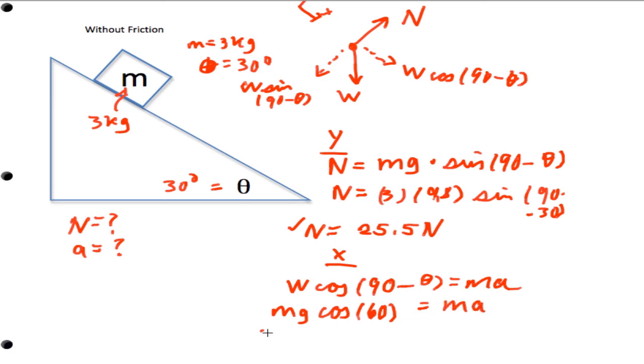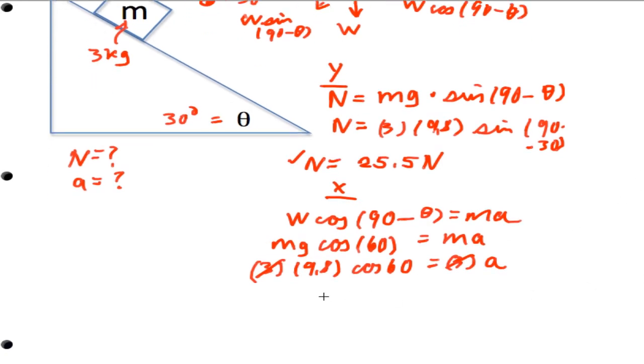We're going to plug in numbers, so 3 times 9.8 times the cosine of 60 equals 3 times the acceleration. We can divide through by 3 on both sides, and when we actually solve, we're going to get an acceleration of 4.9 meters per second squared.